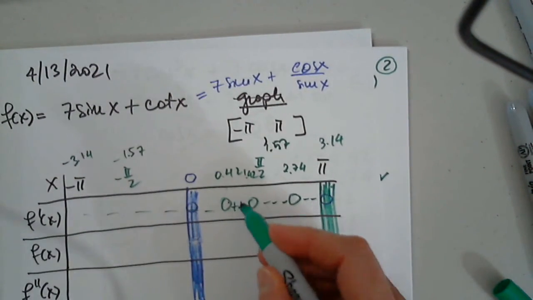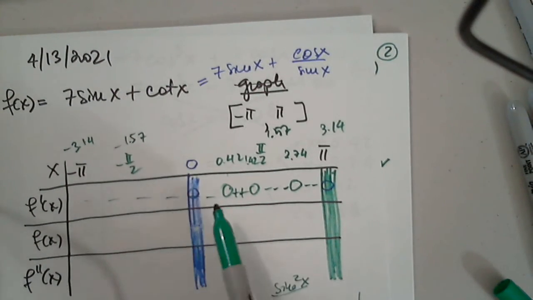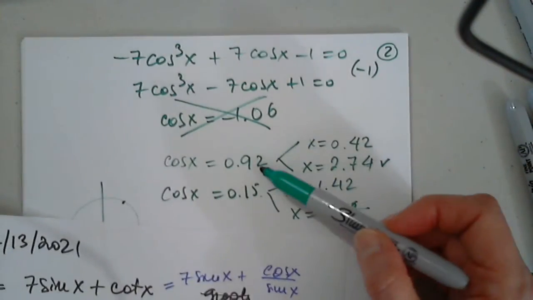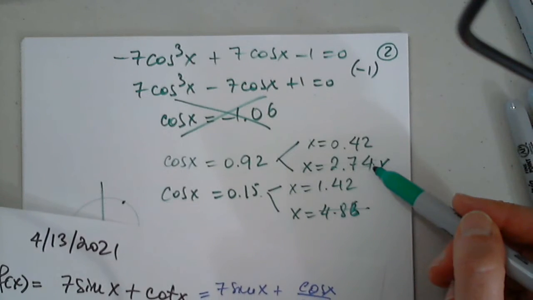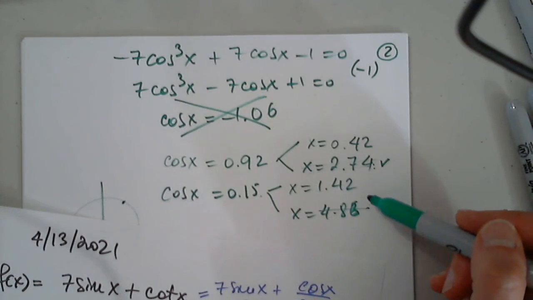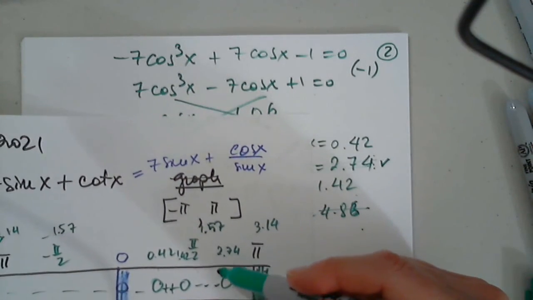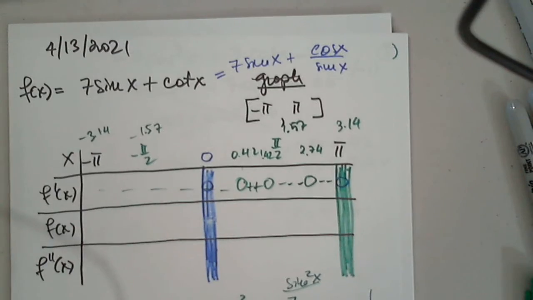Okay, so from what I got, I have to check my numbers also, just to make sure. So this was okay. The 2.74 fits. These two fit. This one does not. 1.42. I think I'm okay. I can check with the graph, but I think I'm okay.